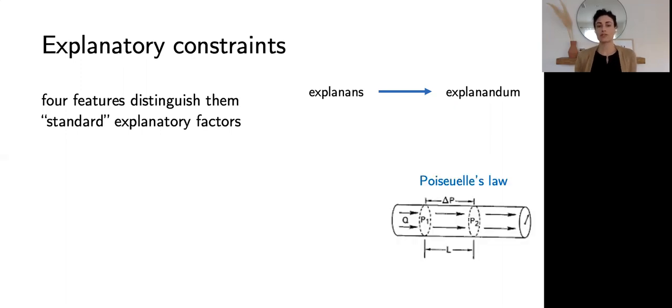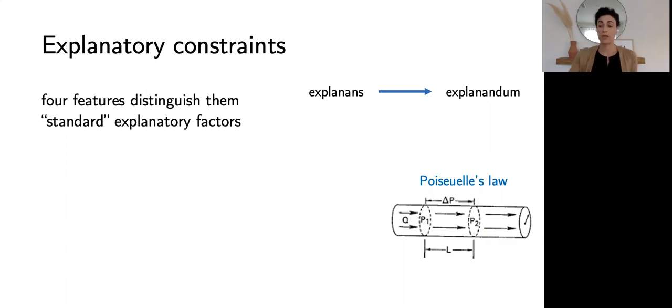A very first example that I'll use involves explanations for the size of blood vessels in organisms. In this case, we have Poiseuille's law, which is said to constrain the size of these vessels. And it's doing this because it dictates how much resistance the blood is going to encounter given a particular radius of the blood vessel.